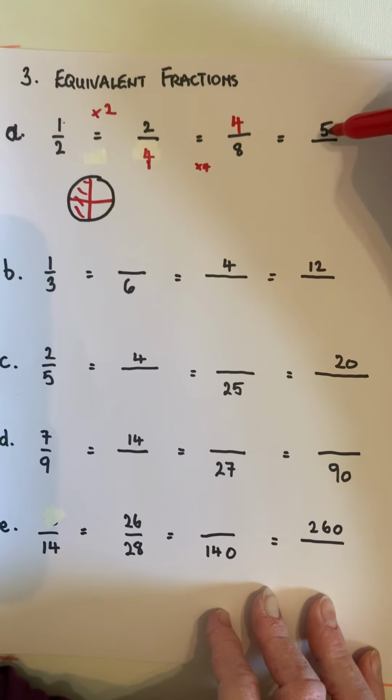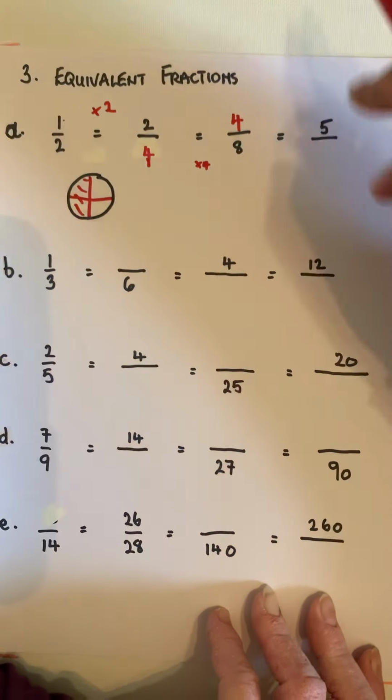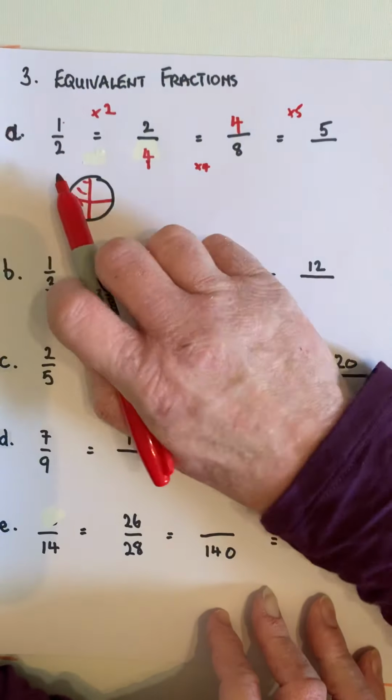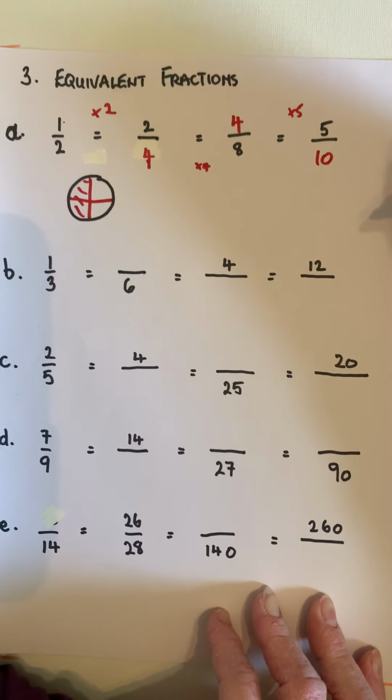The next fraction on the top, I've got 5. How did I get from 1 to 5? I multiplied by 5. Therefore, 2 times 5 is 10. So those are all equivalent fractions.